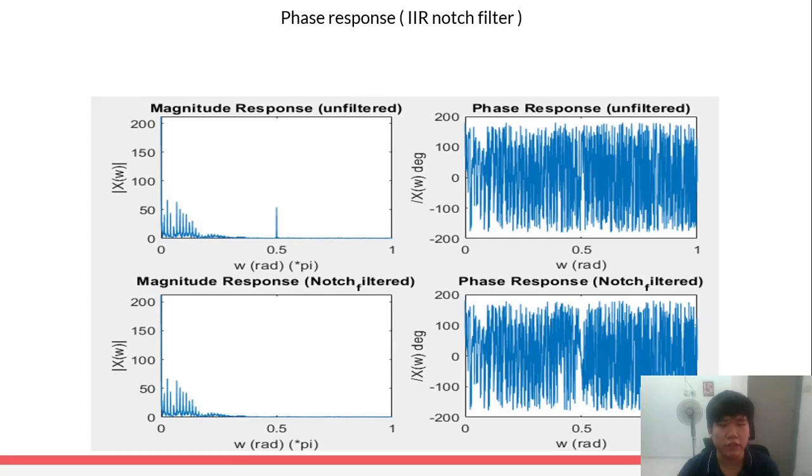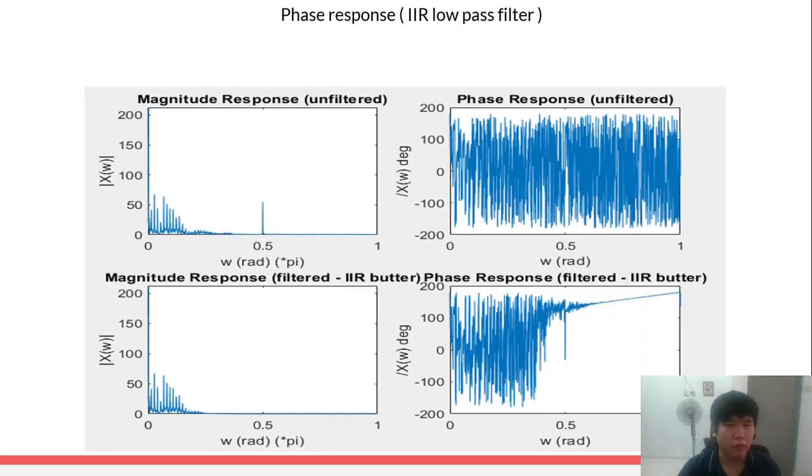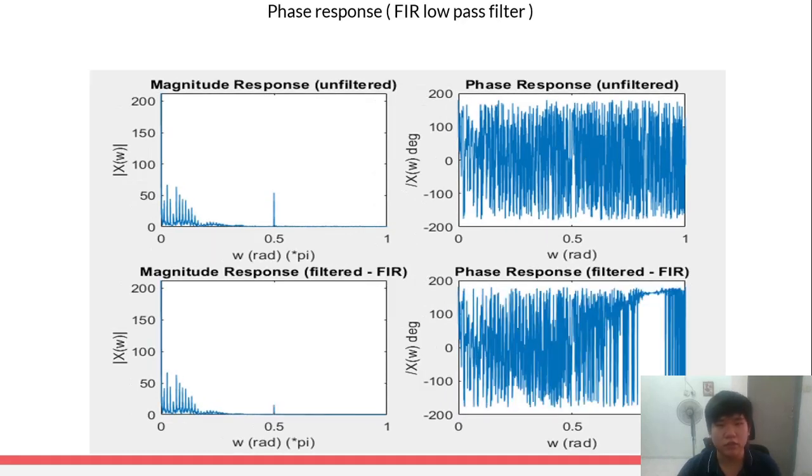So next is the phase response for the IIR notch filter. And you can see that the phase response was not changed except in the cutoff frequency region. But for the IIR Butterworth low pass filter, the phase response in the pass band region was changed significantly. Last was the FIR low pass filter, and the phase response in the pass band region was not changed.